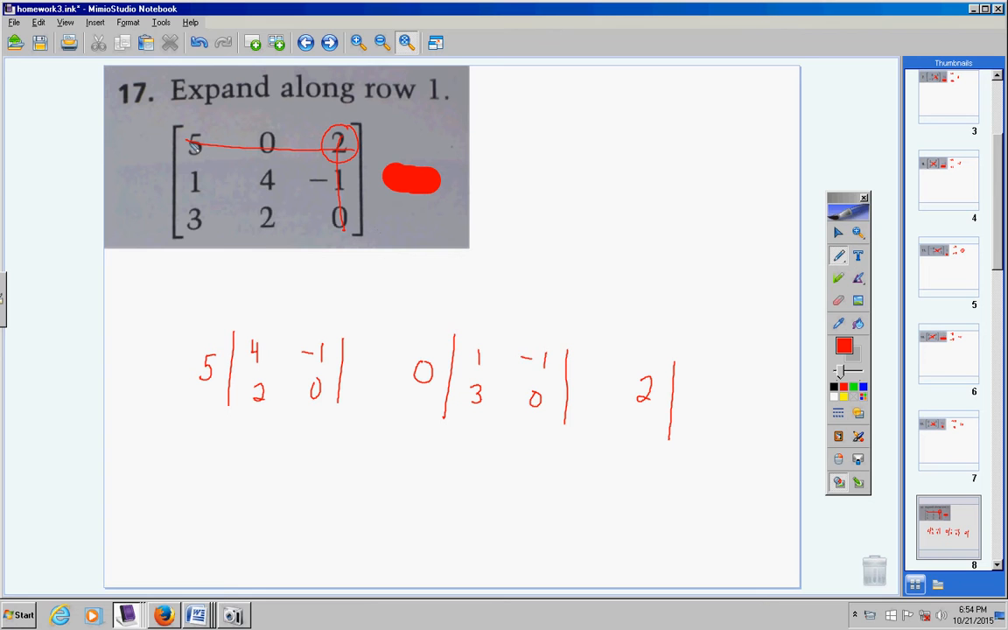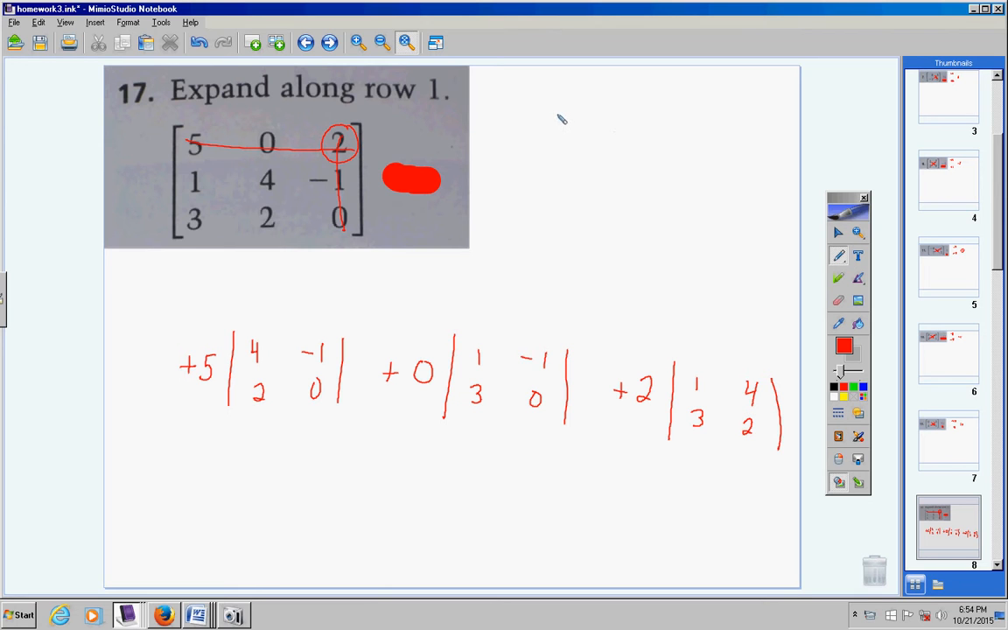And by the way, it's a positive 5. I should have put a positive. 0 doesn't really matter. 2 is positive, so I should have put a positive. Now, what's left over in my matrix here is 1, 3, 4, 2. Okay? Now, the next step is to remember your signs.